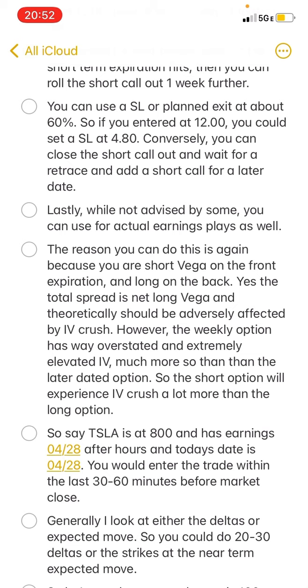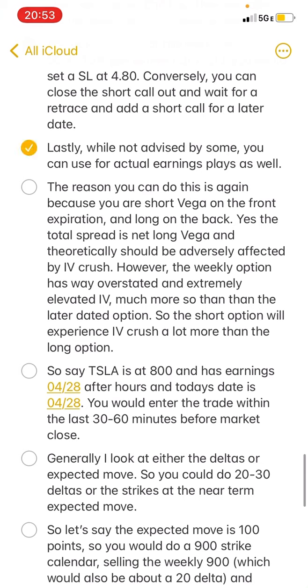You can use a stop loss for these strategies, right? Or a planned exit at about 60% loss, right? So if you entered a 12 debit, you could set a stop loss at 480, right? Conversely, you can close the short call out and wait for that retrace, and then add a short call for a later date, right? So if you have plenty of time in between the two expiration periods, you have that flexibility, okay? Lastly, while not advised by some, you can use this for actual earnings plays as well, okay?